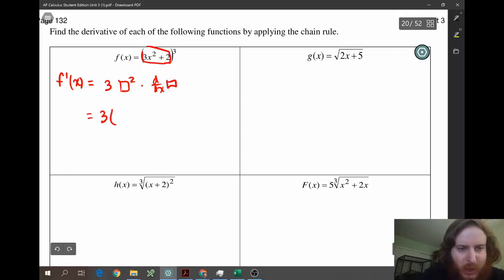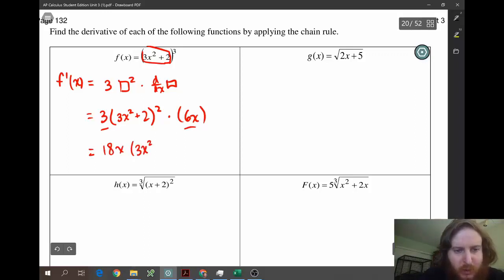So this is 3 times (3x squared plus 2) squared times 6x. And again, the 6x is not being squared, so it's a like term with the 3. When we're multiplying, they're like terms. 18x times (3x squared plus 2) squared.